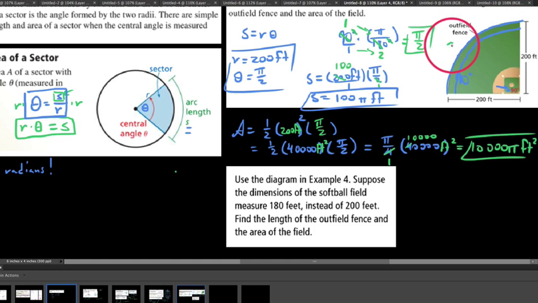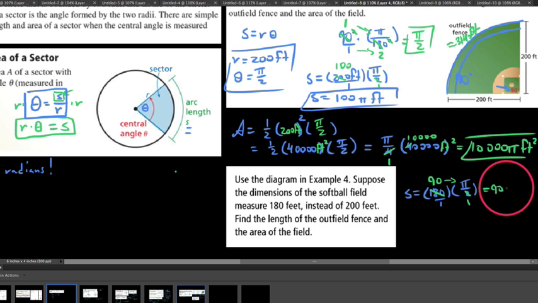We had approximately 314 feet on the fence the first time, so this has to be less than 314. And in the area, we got 10,000 pi square feet. Looking at this again, we'll go about this a little more quickly. We have 180 times our central angle, pi halves. I'm going to reduce this again: 2 goes into itself once, and 2 goes into 180 90 times. So we have 90 times pi. This is 90 pi, and this is in feet.